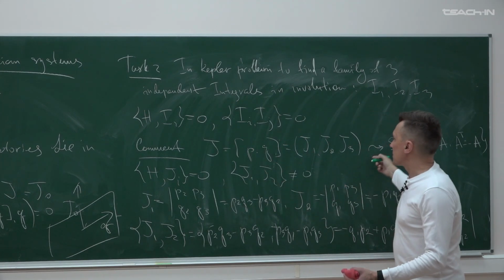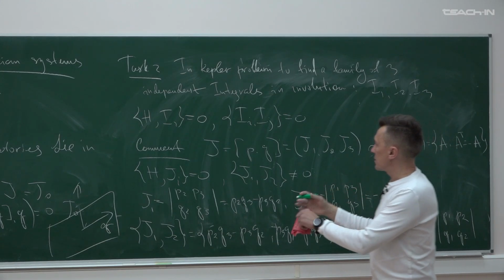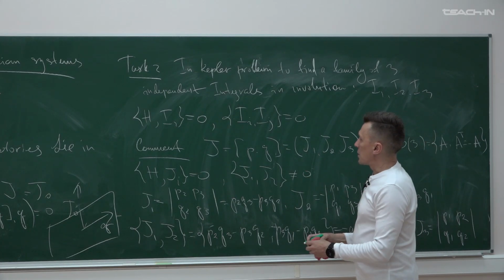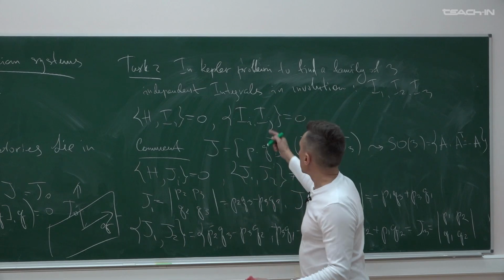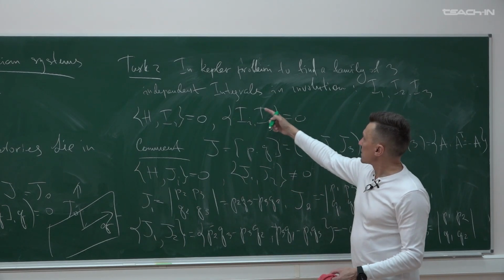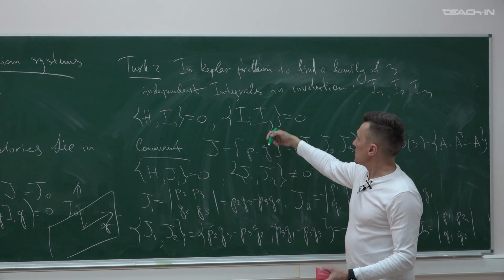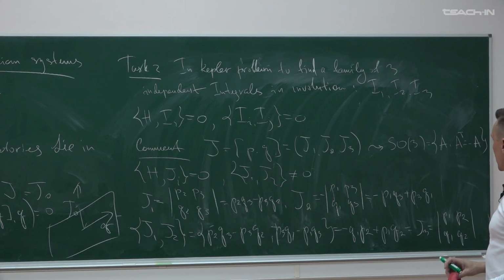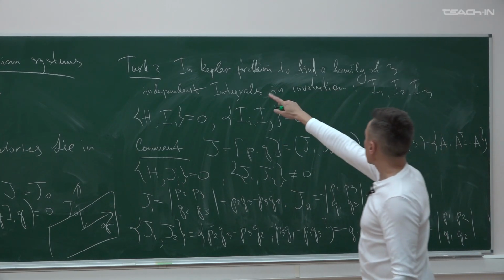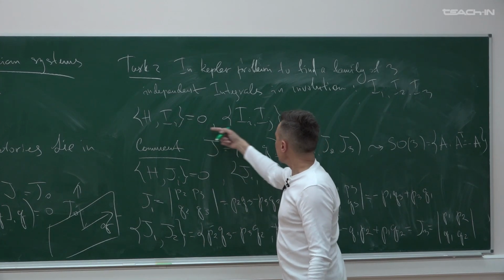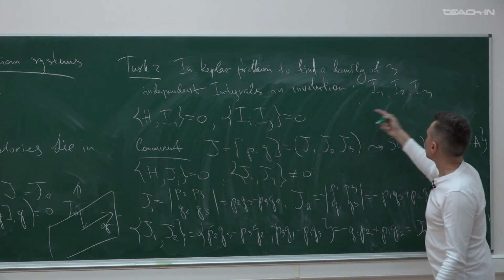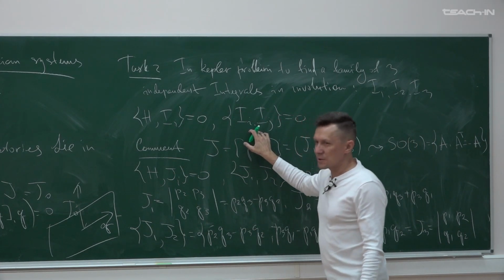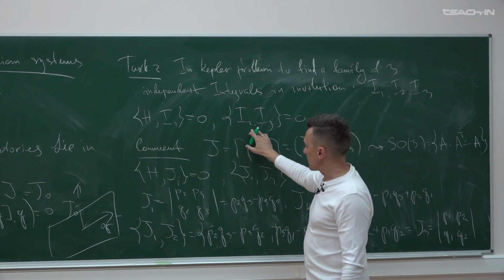And here, in fact, there are 4 integrals. There is a Hamiltonian and 3 components of the angular momentum vector. In general, the number of integrals in involution in the symplectic case is restricted by half of the dimension of this symplectic space. So your task is to find such a set of integrals. So the crucial condition is the involutivity condition of these integrals.